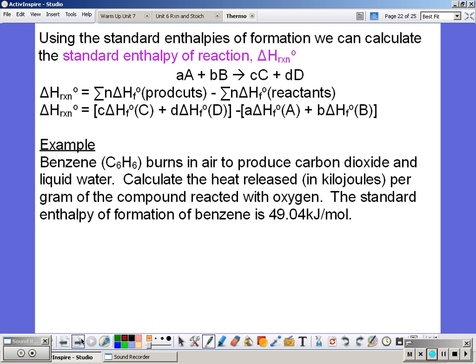So if you look at it, you have the moles, the coefficient, times the standard enthalpy for the products, minus the coefficient times the standard enthalpy for reactants, and then we're going to subtract them. So if you have more than one product, you have to add those together. If you have more than one reactant, you add those together, and then you can subtract. So for example, benzene, which is C6H6, burns in air to produce carbon dioxide and water. So we need a balanced reaction.